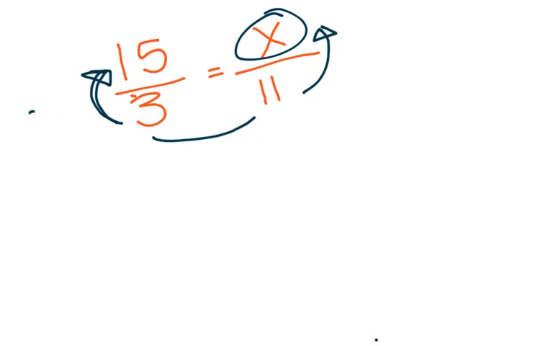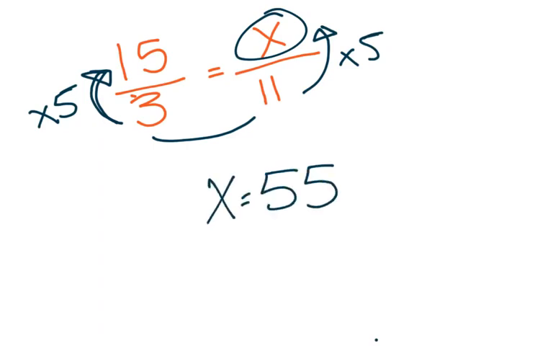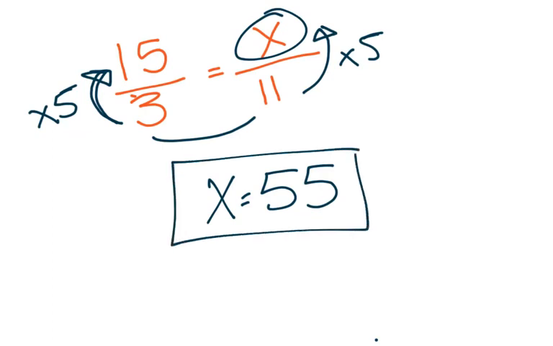3 to 15, I need to multiply times 5, which would mean that x equals 55. If I don't have any units to include, and it's not like 55 puppies, then I like to include that x equals to let the person grading my work know I know that that variable really represents the number 55.